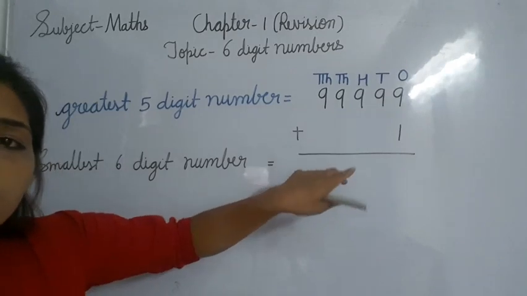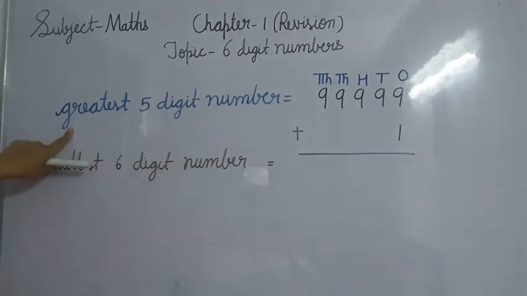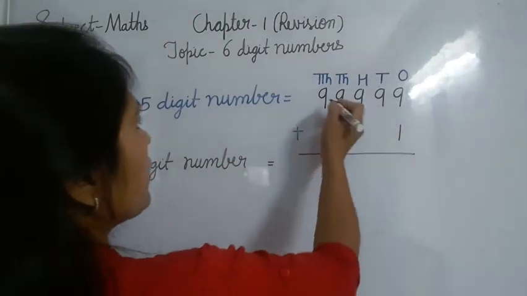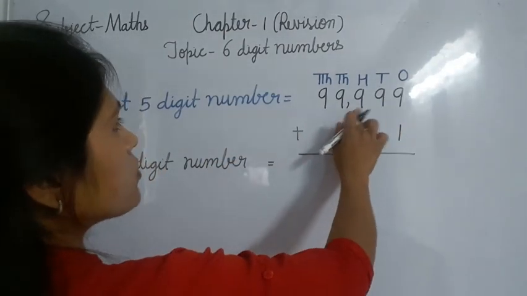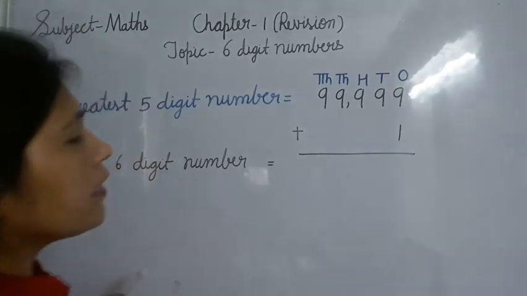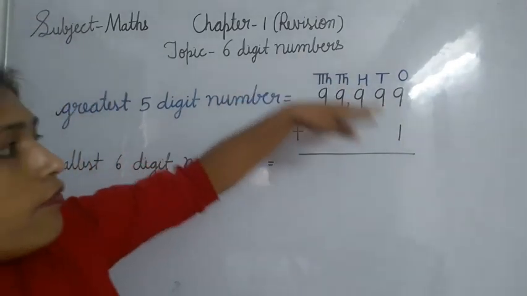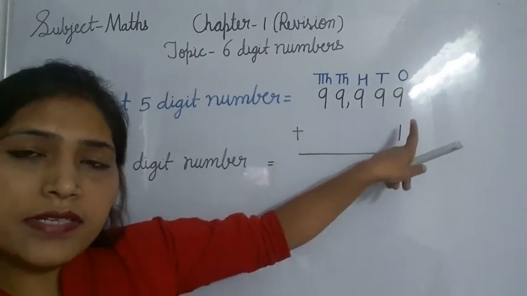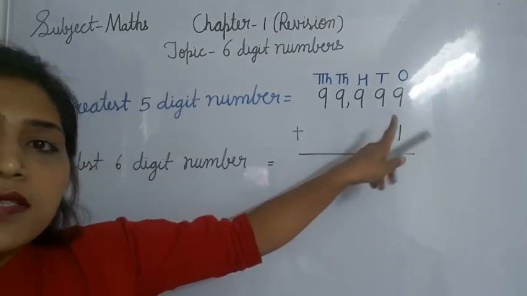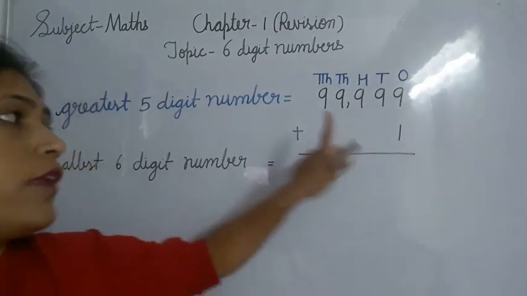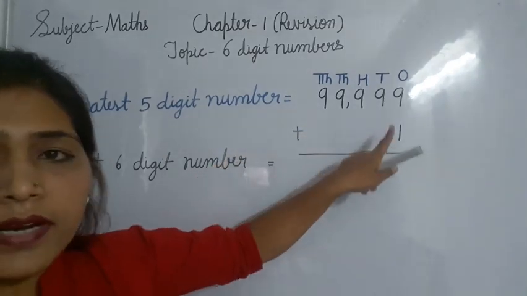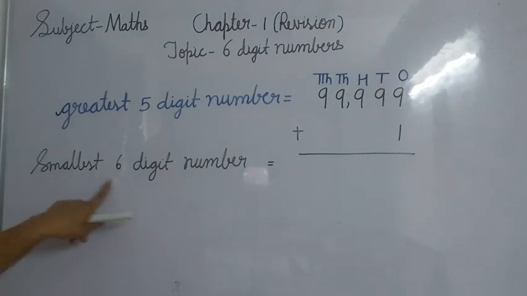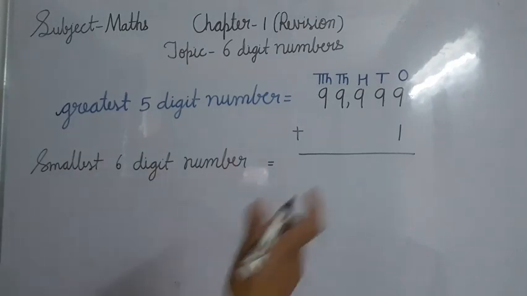What will be the first 6 digit number? This is the greatest 5 digit number, 99,999. Greatest means this is the last 5 digit number. So when you add 1 to this number, you will get the next number, which will be the smallest 6 digit number. So let's add 1 here.